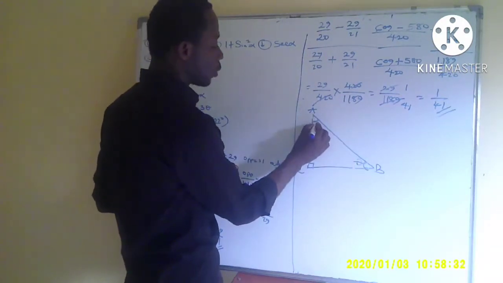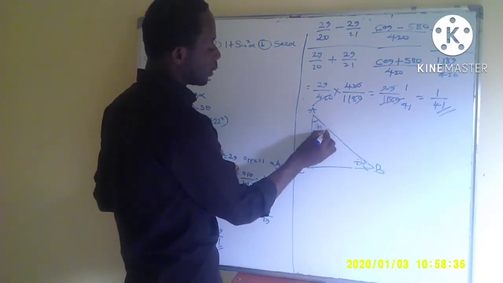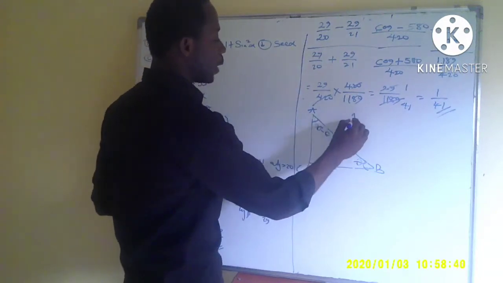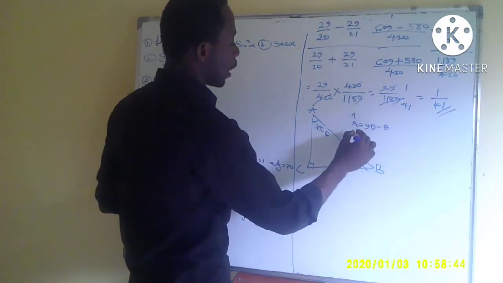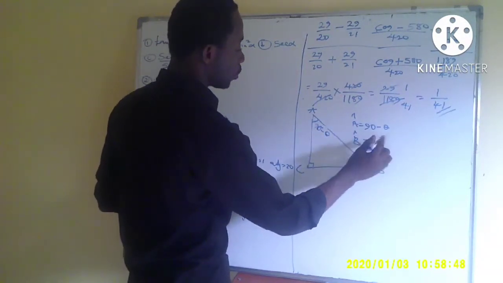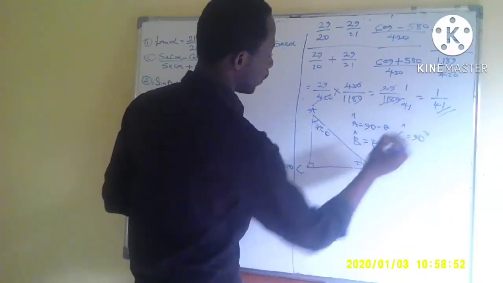So the angle A here is what? 90 minus theta. Yes, 90 degrees minus theta. So we can say angle A is equal to 90 minus theta, angle B is equal to theta, and angle C is equal to 90 degrees.